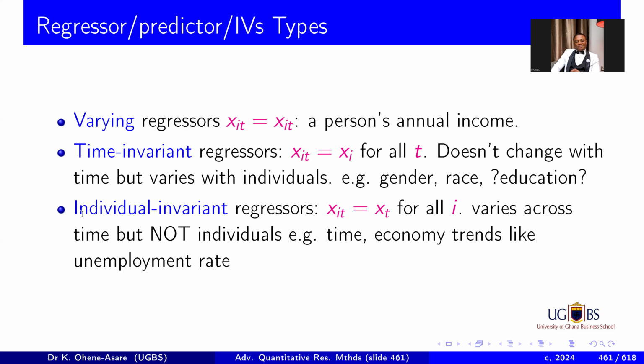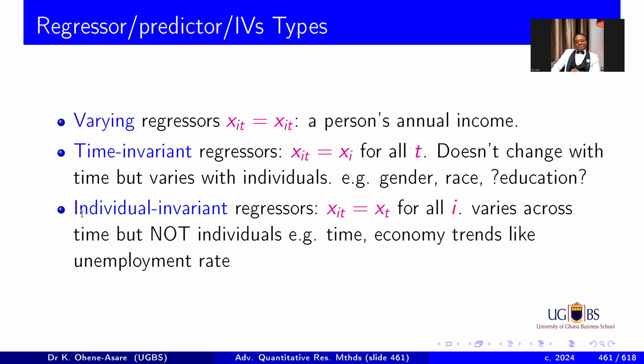Now, why is education fixed? Education is fixed because sometimes the belief is that once you have finished school and you are working, you don't really want to go to school again. So for that period, education can be said to be fixed. Then you can have time.